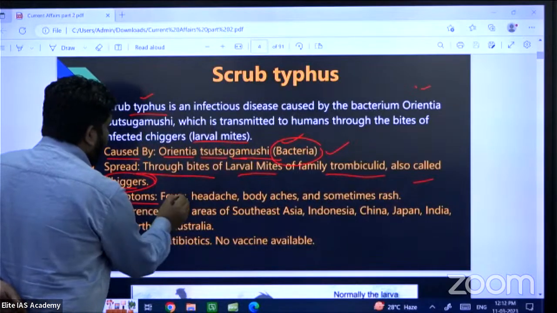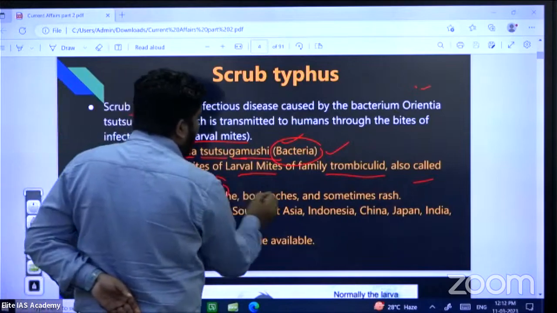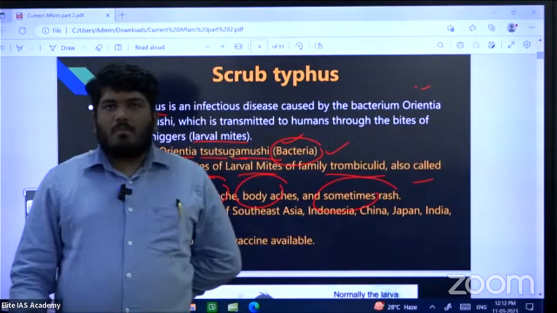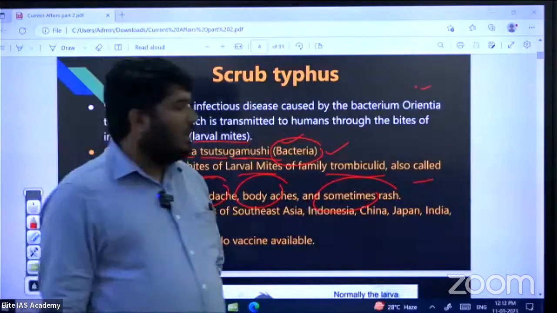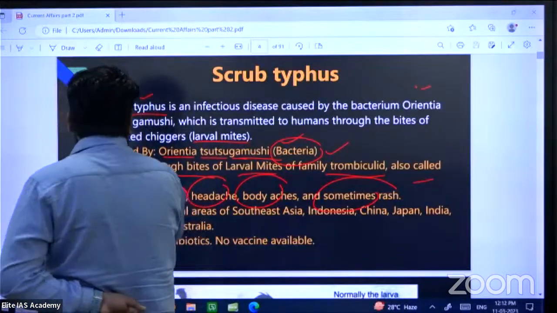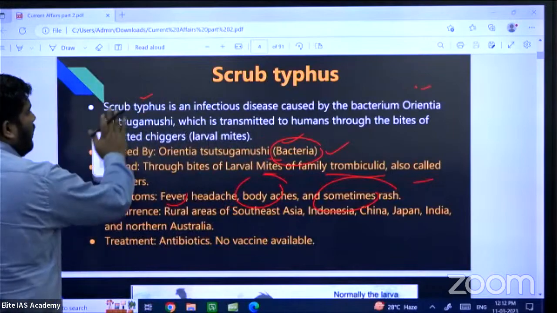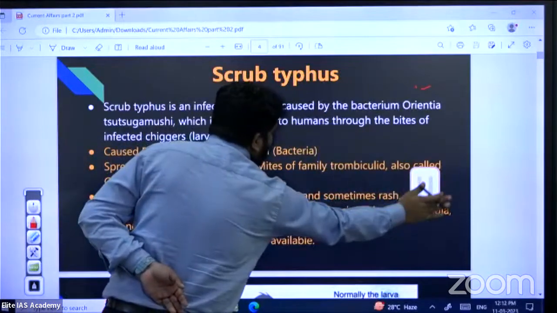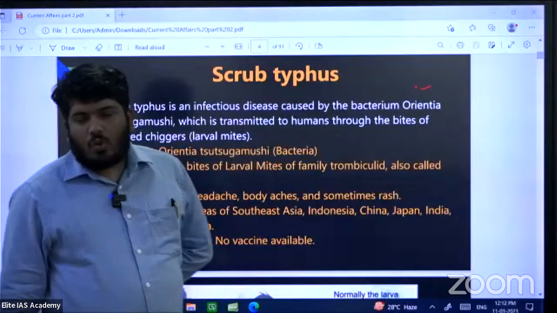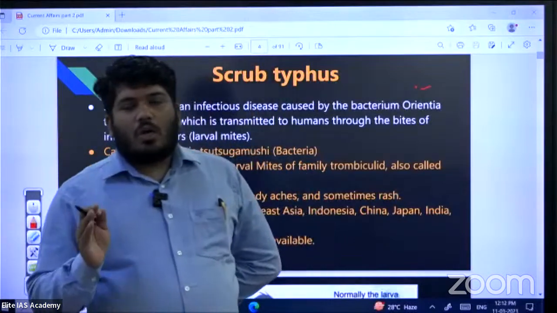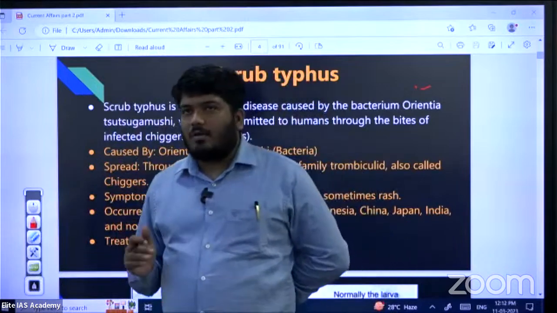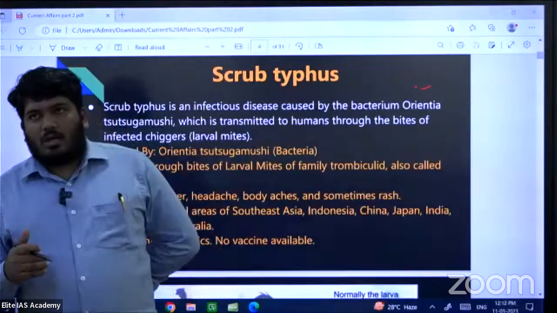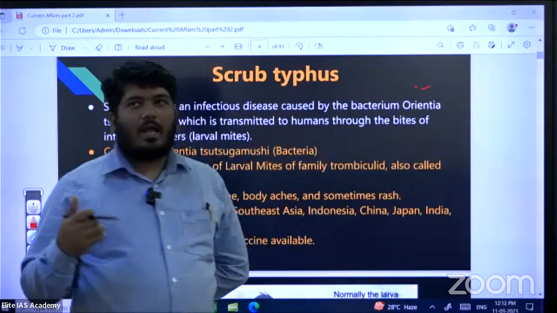What are the symptoms? Fever, same as typhoid, headache, body ache, and sometimes rashes. These are the symptoms of the disease, so you have to note them down. You have to note down the virus or bacteria causing the disease, and the vaccine. Unfortunately, no vaccine is available. We have to take a combination of medicines through which this disease is cured, like azithromycin, doxycycline, etc. These are antibiotics. So the point is, scrub typhus still does not have any vaccine. It is caused by bacteria, the name of which is already highlighted. The third point is the symptoms: fever, headache, body ache, etc.